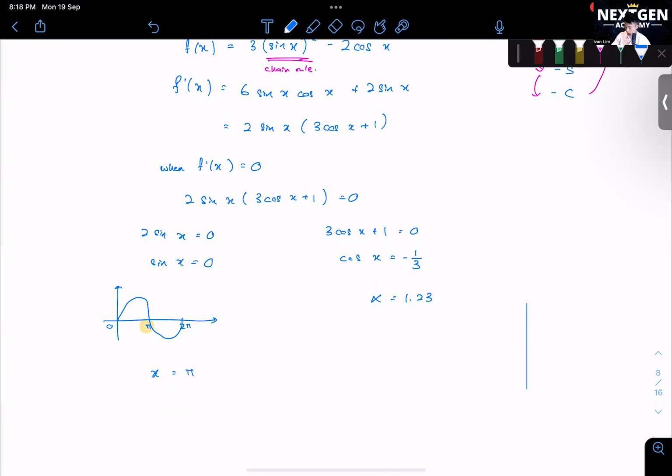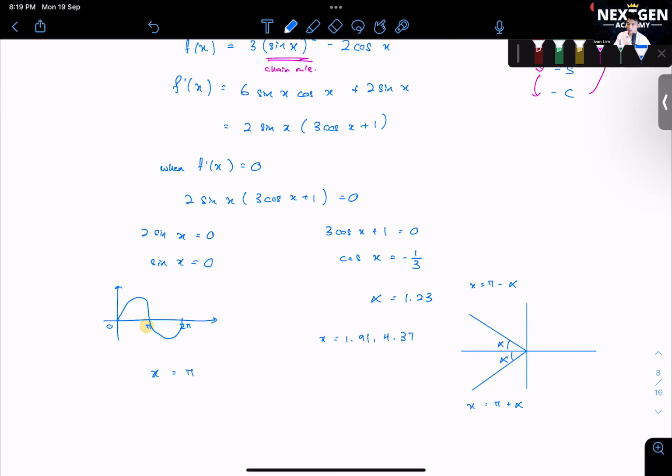ASTC, since this one is a negative cos, will be where? Here and here. Okay, second quadrant and third quadrant. So the x here is pi minus alpha, and this one is pi plus alpha. Pi minus alpha and pi plus alpha. X will be equals to pi minus 1.23, which is 1.91, and pi plus 1.23, which is 4.37.